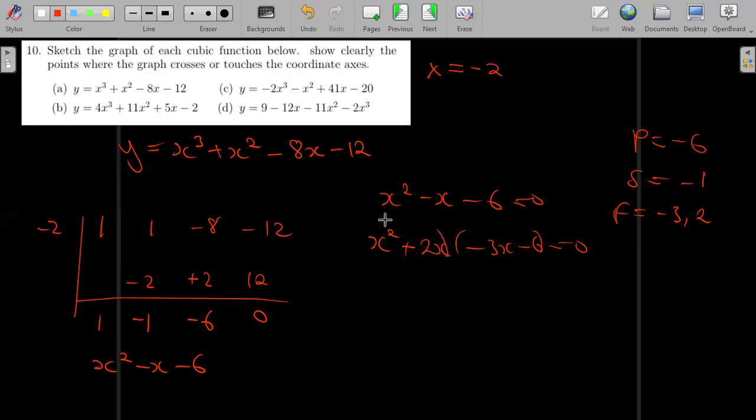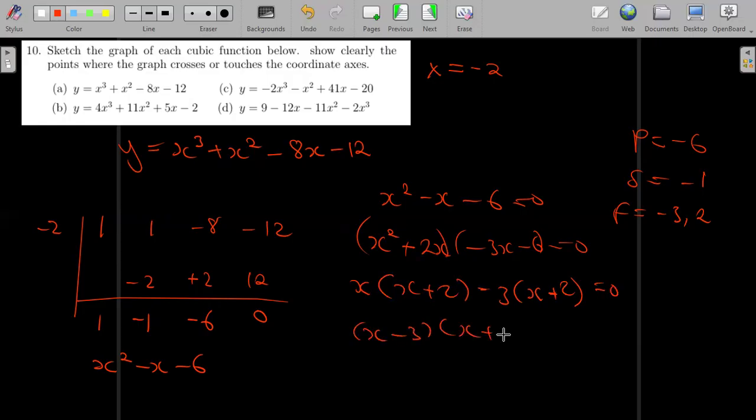So I get this, that. And this is x plus 2. Factor out what here? Factor out a negative 3. Then I get x plus 2 here, and negative 3 there. So this will give me x minus 3, and you have x plus 2 equal to 0. So you get x equal to 3, and the other one will be x equal to negative 2. So these are the values I get. I put them up here, x equal to negative 2, and then x equal to 3.